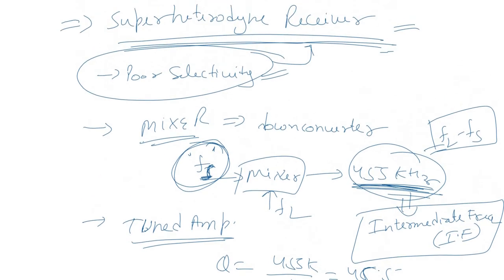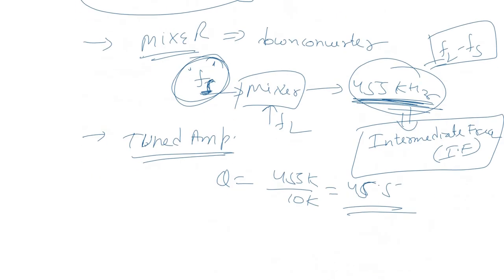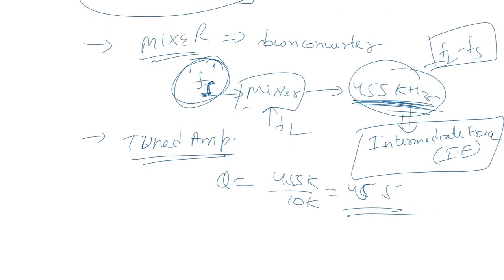I'm repeating once again. In case of a superheterodyne receiver, we use a mixer block that down converts the input signal frequency to 455 kilohertz. So whatever the input signal frequency, that will be converted into 455 kilohertz. The benefit is that the tuned amplifier has to be tuned only to a single frequency, 455 kilohertz, and the quality factor maintained is 45.5 for the bandwidth of 10 kilohertz, that is the bandwidth of an AM signal. So we need not change the tuned amplifier again and again. We need not change the LC components again and again.